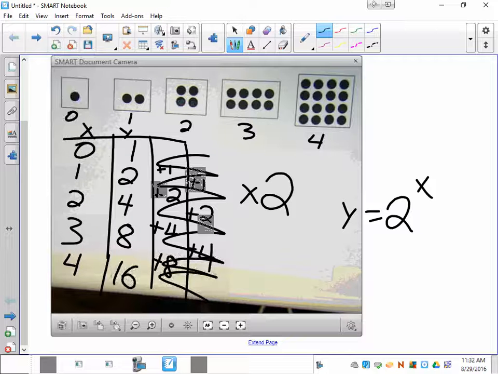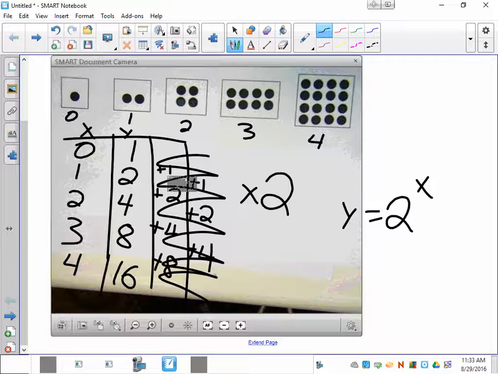And in box 0, 2 to the 0 is, if you never multiply 2 by itself, box 0 is 1, which is weird. How many multiplies by 2 had happened in box 0? None. So 2 raised to the 0 represents how many dots? 1 dot.